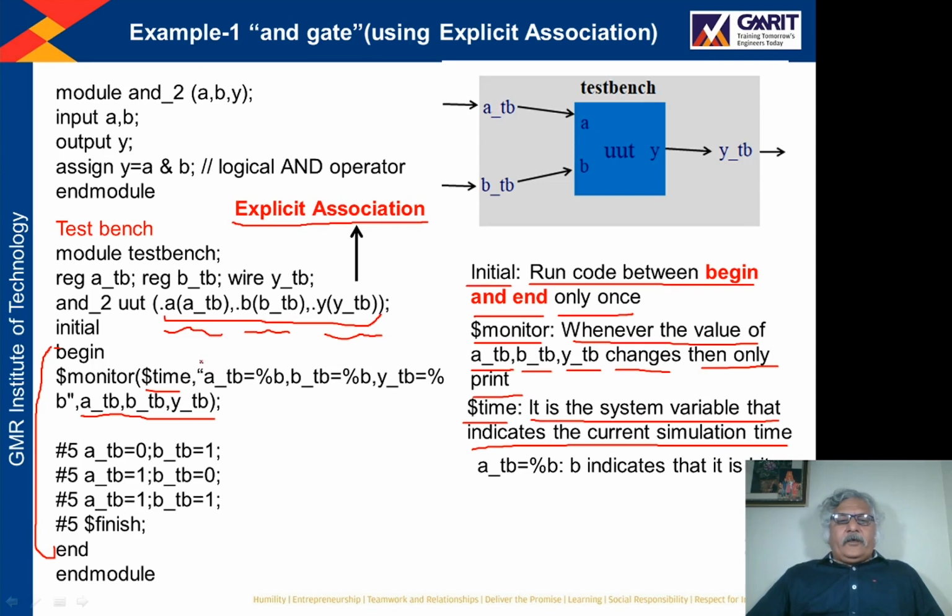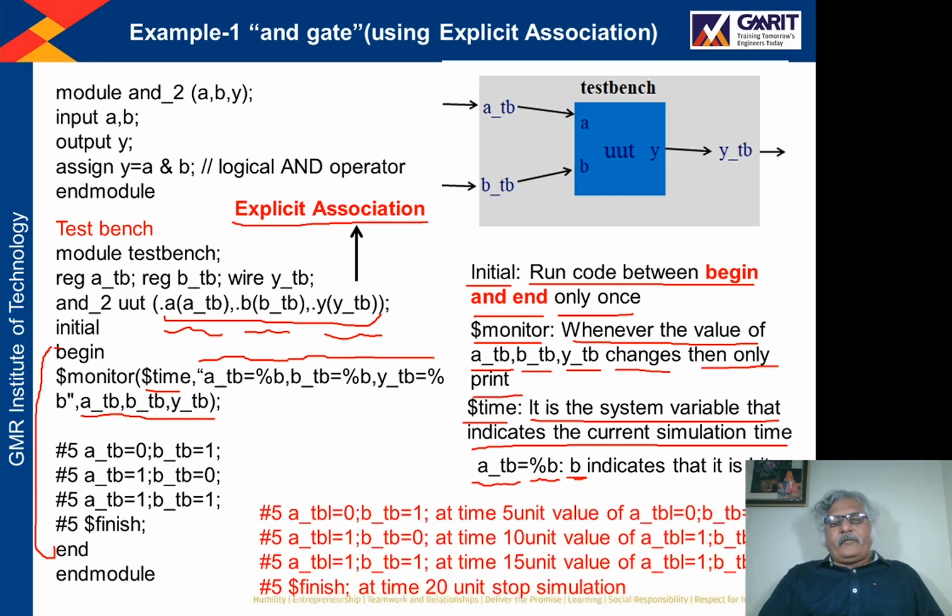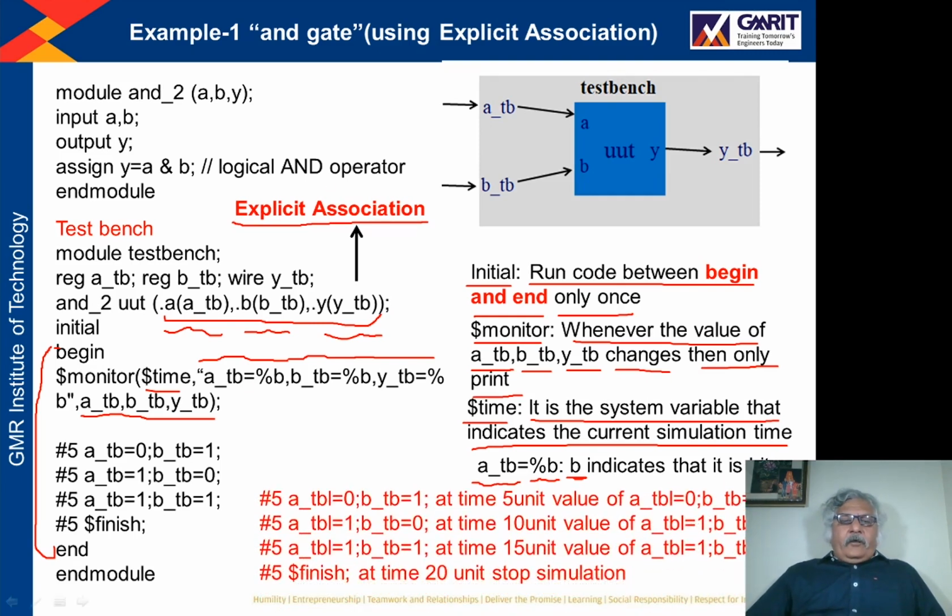And here you see inside the double quotes, we have mentioned the various inputs and outputs of the test bench in this way. For example, a_tv is equal to %b, right? So here b indicates that it is a bit. Now you see here this first statement.